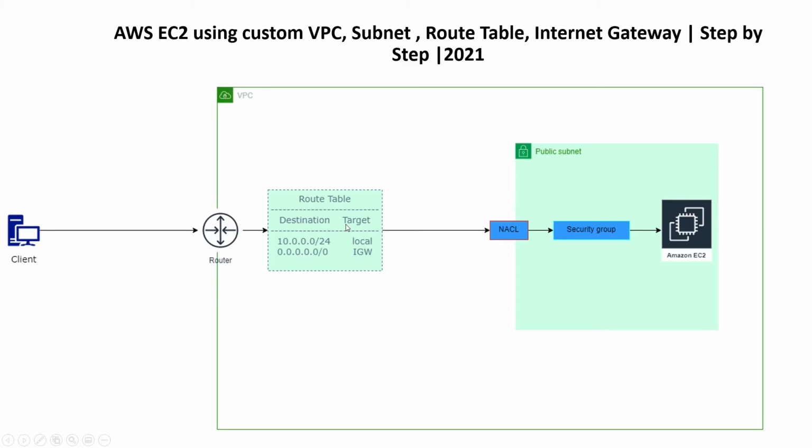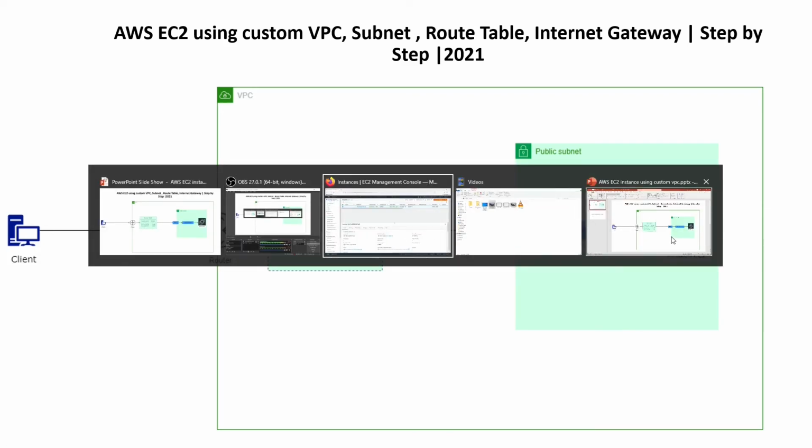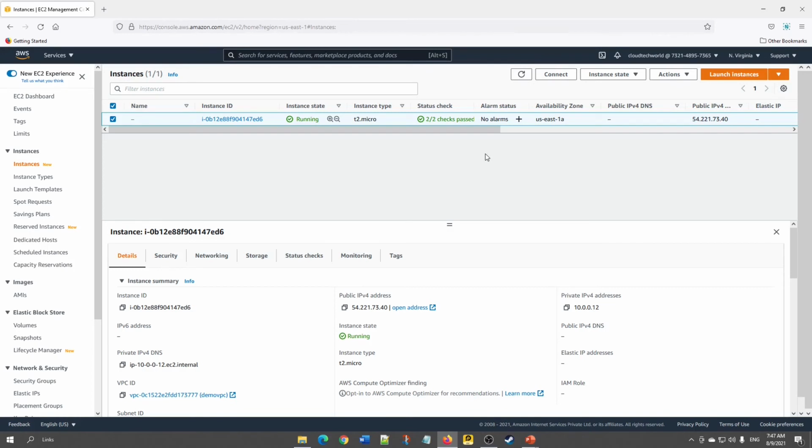Then what happens is it comes to NACL. In NACL we have not made any changes, so it will allow us to pass to the security group next. In the security group we ensure we are connecting from the internet. If you give your custom IP, it will work. If you choose the my IP option inside the security group, that will also work. So once the security group validates whether it can allow this customer or not, then it will come to our instance. So let's go back to the console and see whether the instance is running or not.